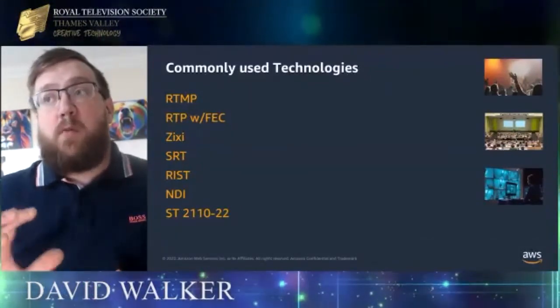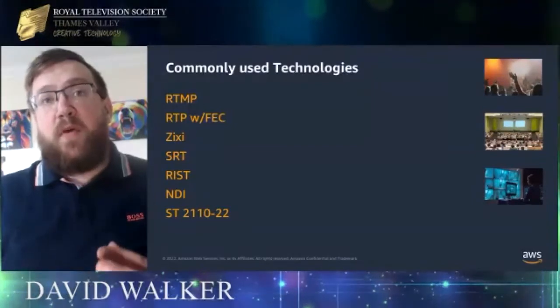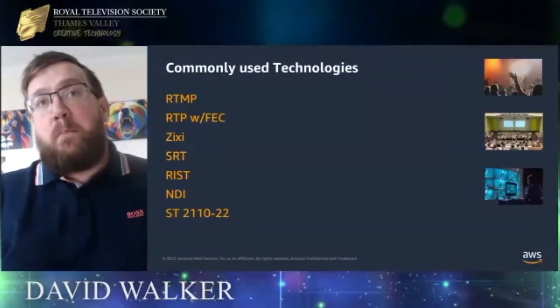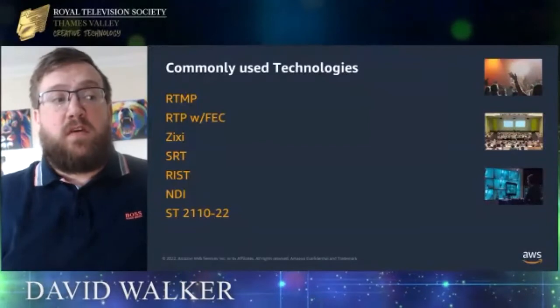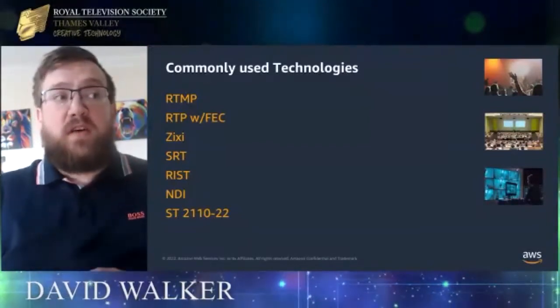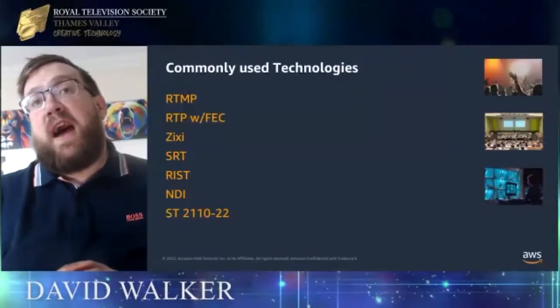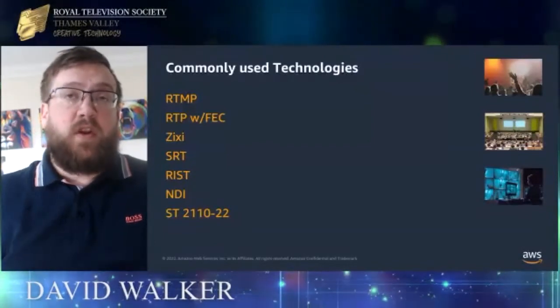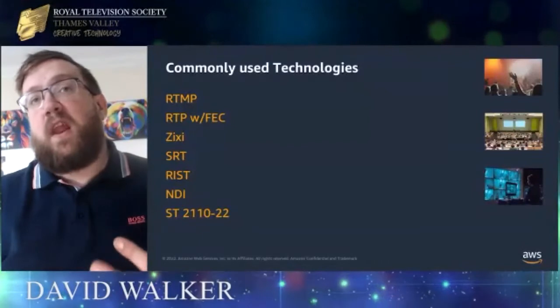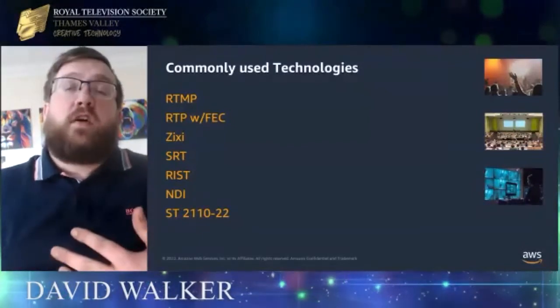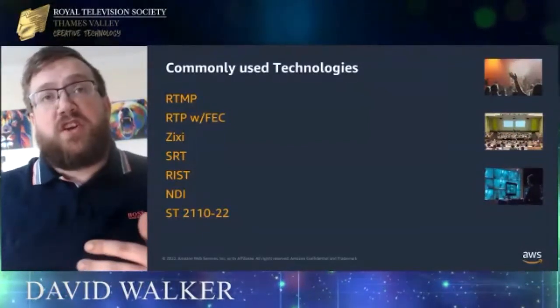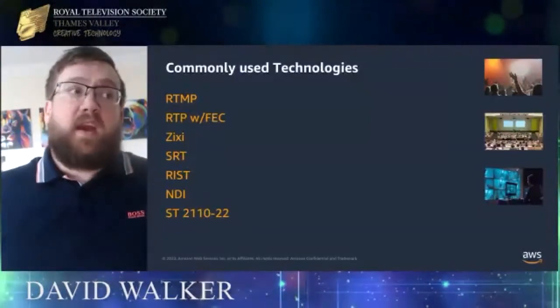I'm not really going to go massively into the pros and cons of these, but these tend to be the main ones I see. Depending on the workflow, I see a lot of different use cases, but I see a lot of Zixi, RIST, and SRT coming through at the moment, as well as for particular social media streams that go into multiple locations. I do also see a lot of RTMP coming in as well.